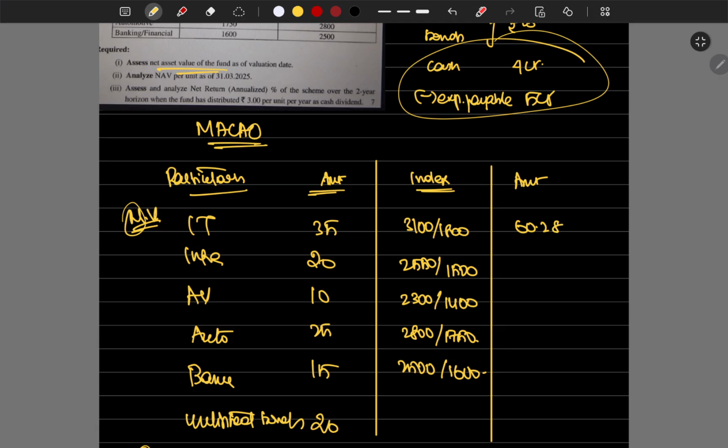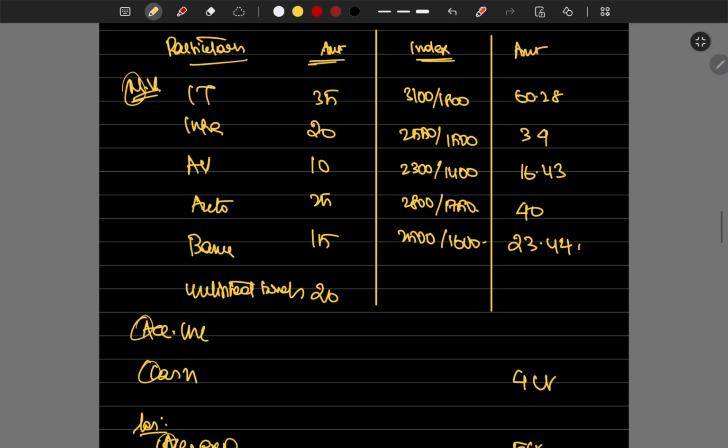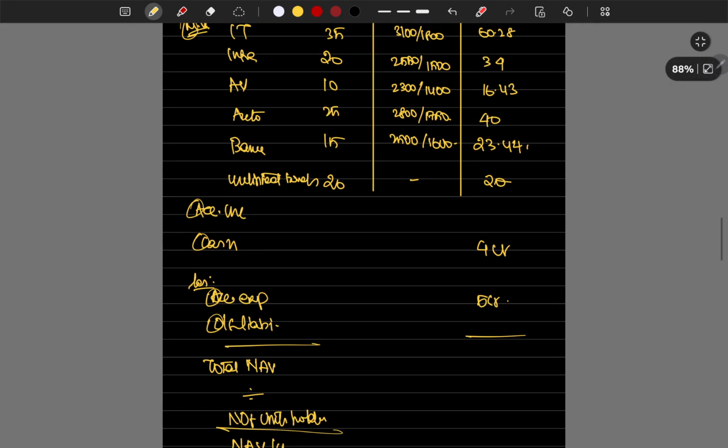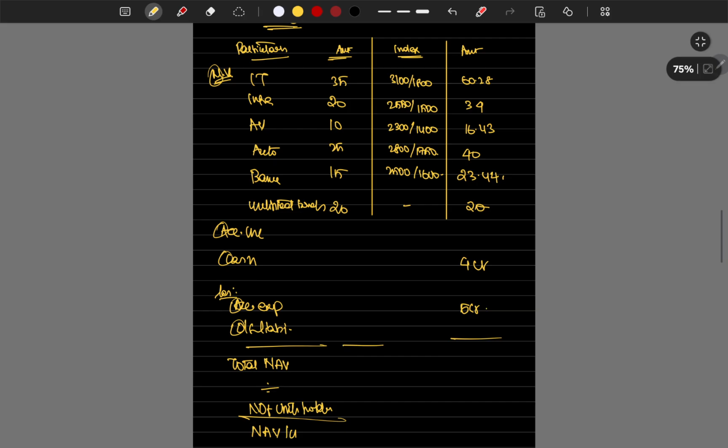20 into 2550 divided by 1500, which is 34 crore. 10 into 2300 divided by 1400, which is 16.43. 25 into 2800 divided by 1750, which is 40. 15 into 2500 divided by 1600, which is 23.44. Then comes the unlisted bonds. Directly there is no indexation for unlisted bonds. Total this up and total this up also.